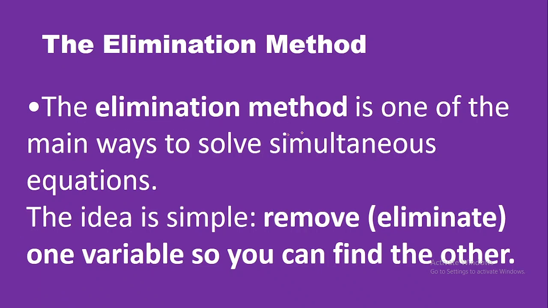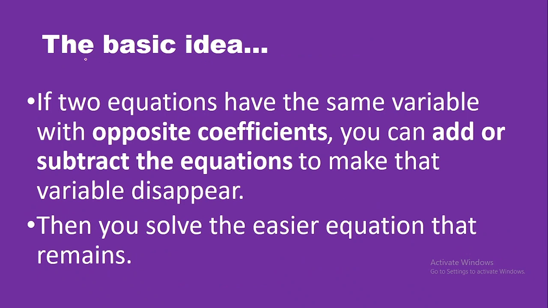The elimination method is one of the main ways to solve simultaneous equations. So the idea is just to eliminate one variable so you can find the other. The basic idea: if two equations have the same variable with opposite coefficients, you can add or subtract the equations to make that variable disappear. Then you solve the easier equation that remains.